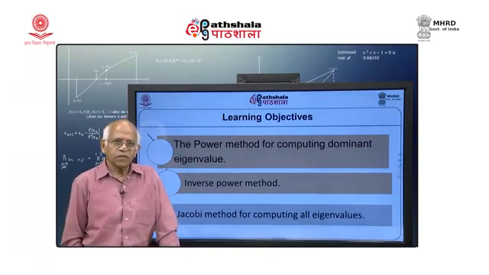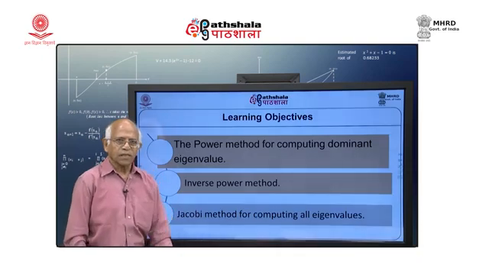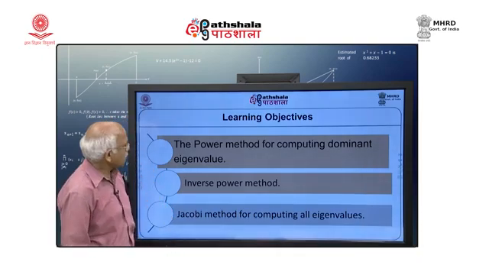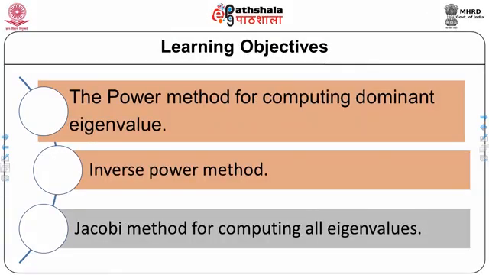This is the second module on eigenvalues and eigenvectors, and we are going to state the learning objectives for today's module. We are going to learn some methods to find eigenvalues and eigenvectors. The first method is the power method for computing the dominant eigenvalue. Then the inverse power method for finding the eigenvalue with minimum absolute value, and then the Jacobi method for computing all the eigenvalues and eigenvectors.